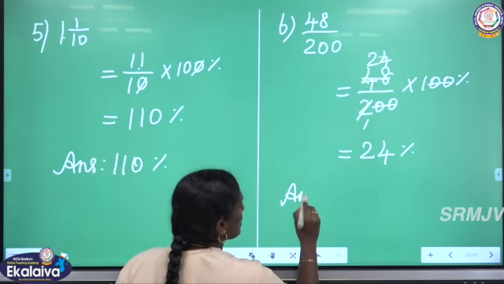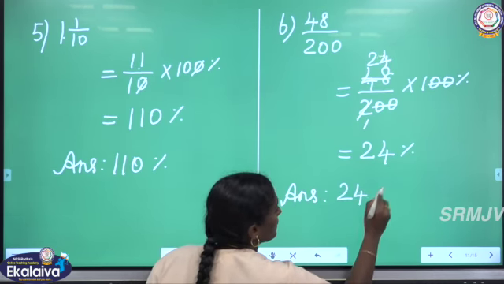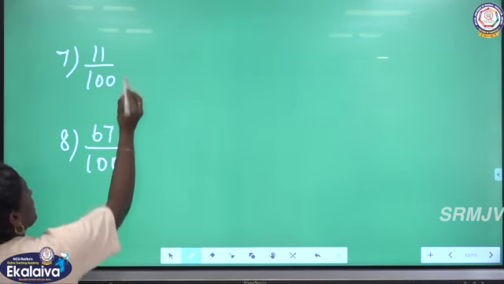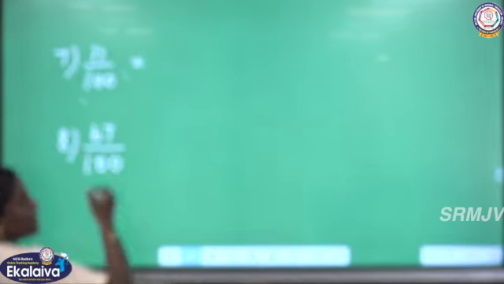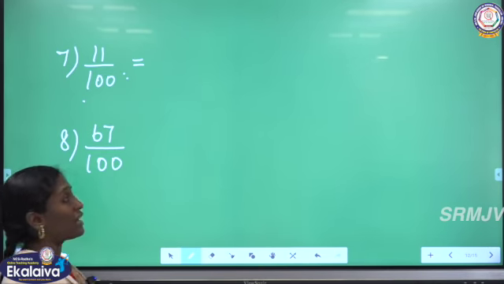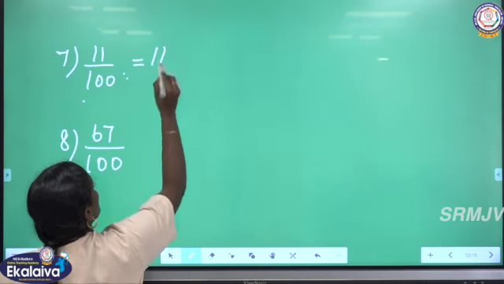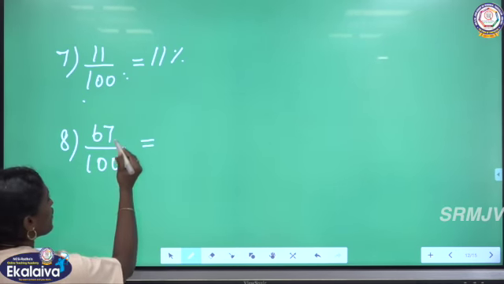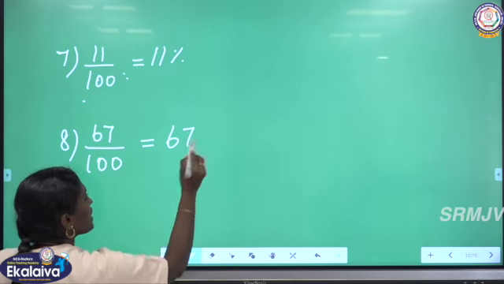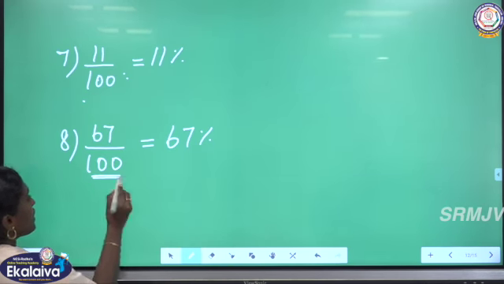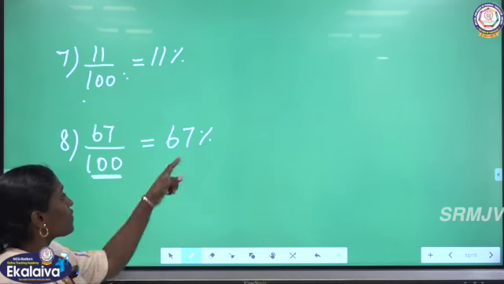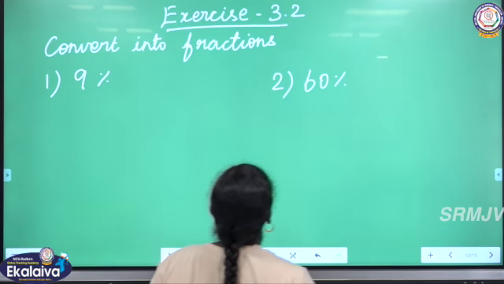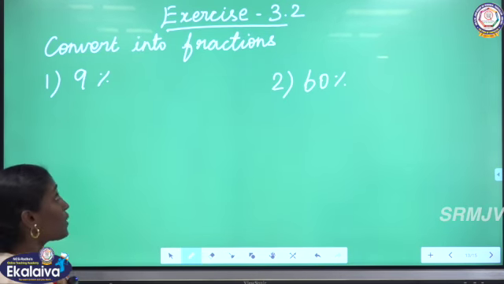So the answer is 24 percentage. The next one, 11 by 100. Here the denominator is 100. If in the fraction the denominator is 100, we can write the numerator number as percentage. So that is 11 percentage. Here 67 by 100, that is 67 percentage. If in the fraction the denominator is 100, we can write the percentage directly. Is it clear? Now we are going to do the problems in exercise 3.2.